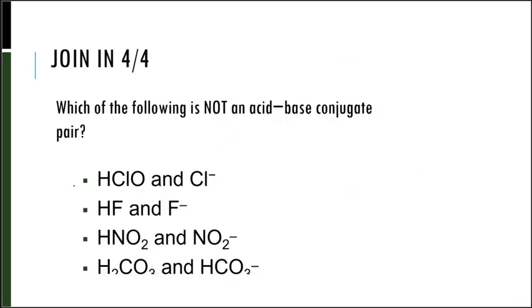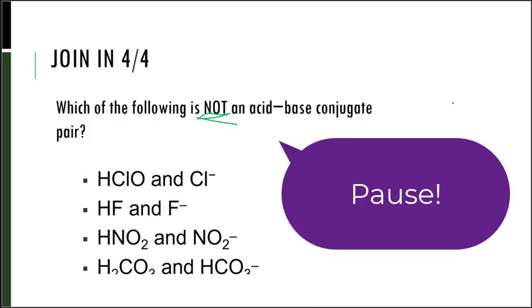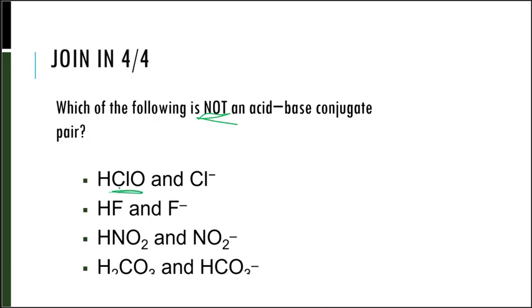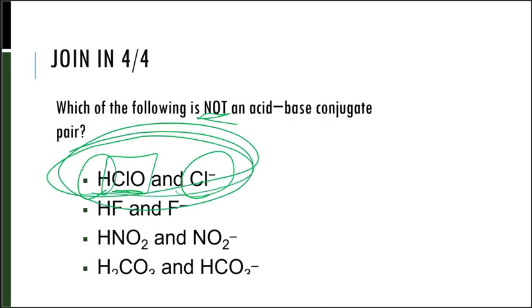And lastly, which of the following is not an acid-base conjugate pair? HClO, if I were to lose an H, that would leave me with ClO-, not just Cl-. So this has got to be it. Let's double check and make sure. HF and F-, yep. HNO2 and NO2-, yes. The only difference is losing that hydrogen. And this should be H2CO3 versus HCO3-. This is neutral and that's minus. That would work.